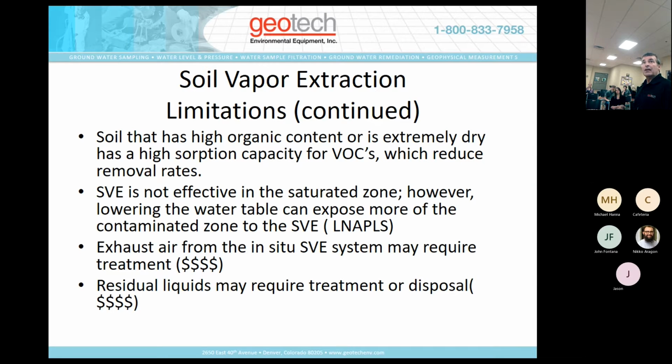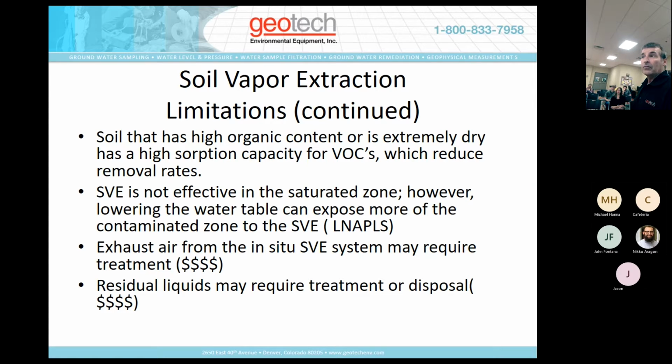So soil that has a high organic content or is extremely dry has a high absorption rate, and it will reduce your recovery, removal rates. It's not effective in the saturation zone, so you can't use it in the water. That's what the air sparge system that we'll be talking about is for. The exhaust air from the SVE may require treatment depending on where you're located.